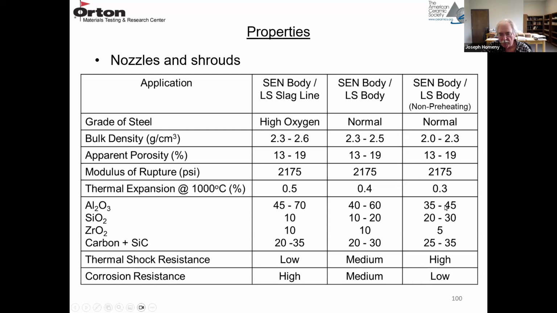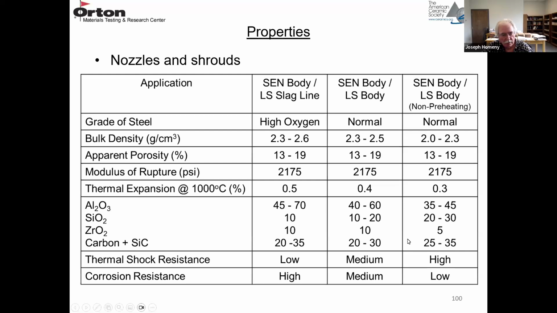So alumina is the primary component. Carbon and silicon carbide contents are quite high. The fused silica is again added to lower the thermal expansion. That's probably one of the reasons why these are pretty low. And zirconia is added for corrosion resistance.